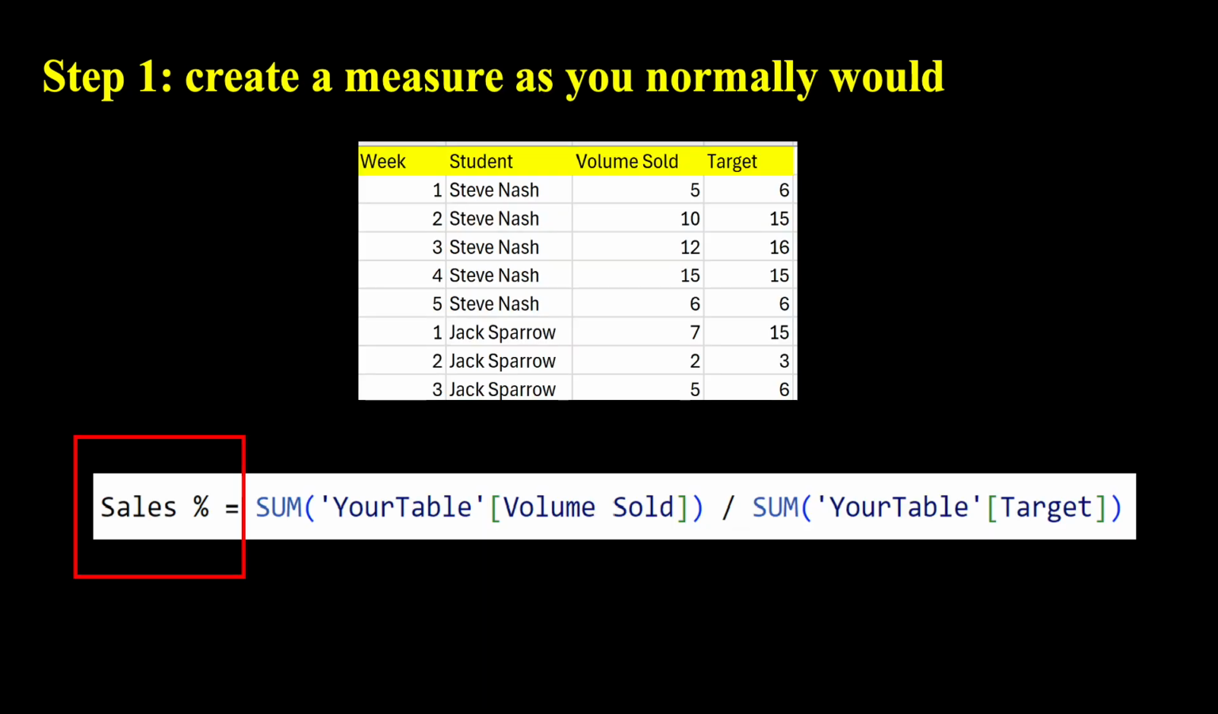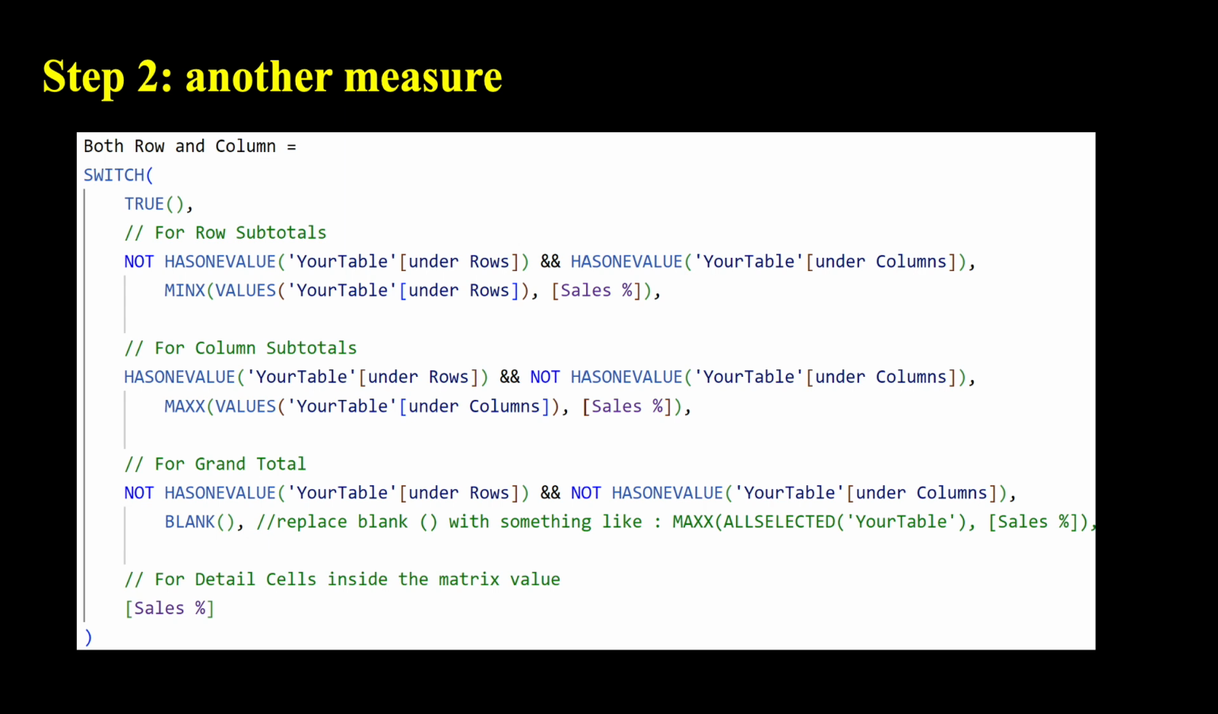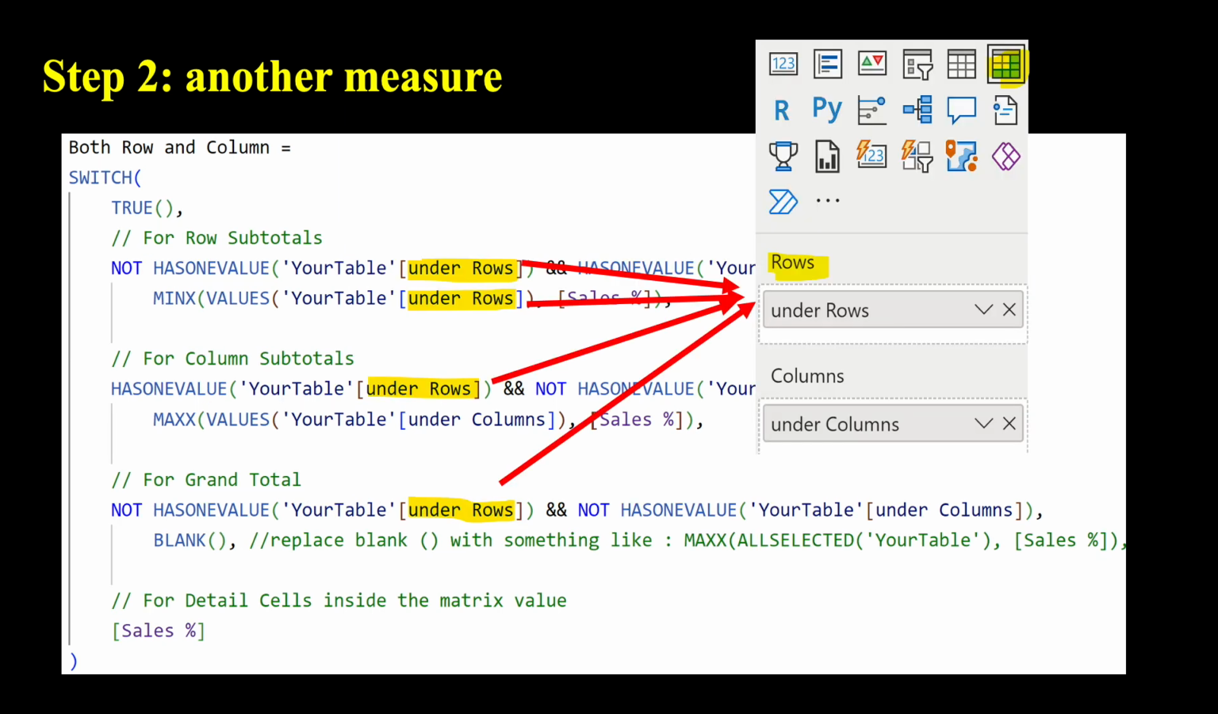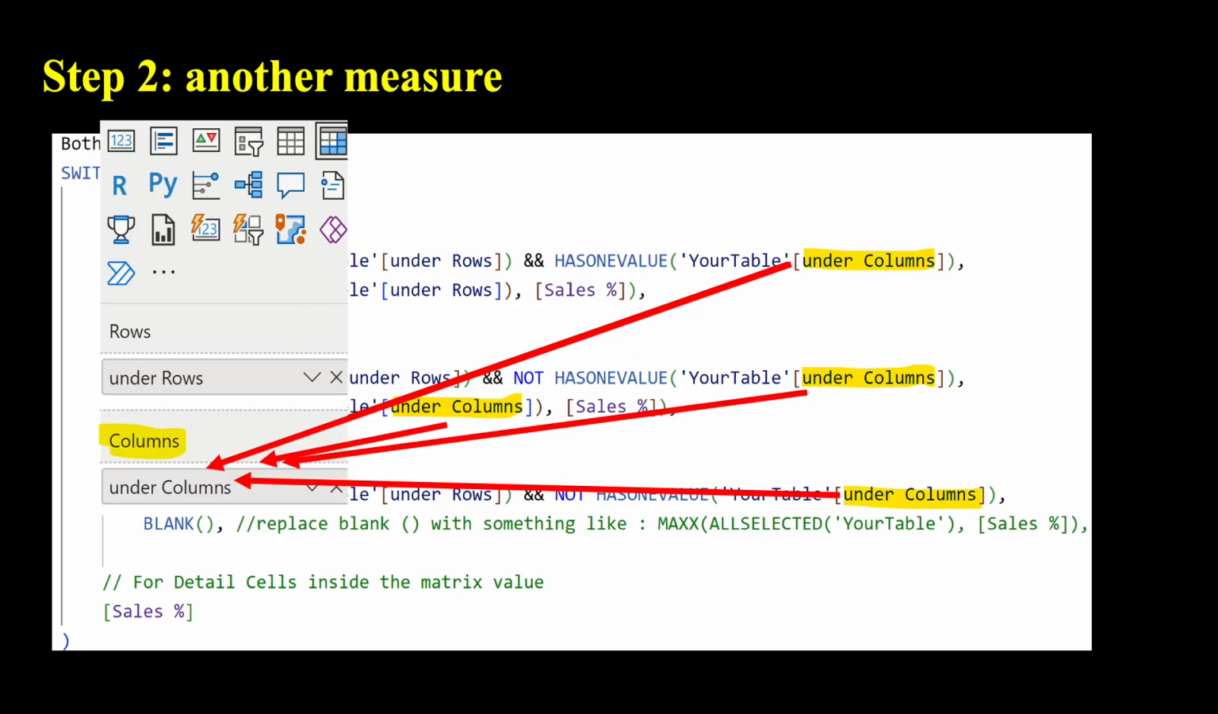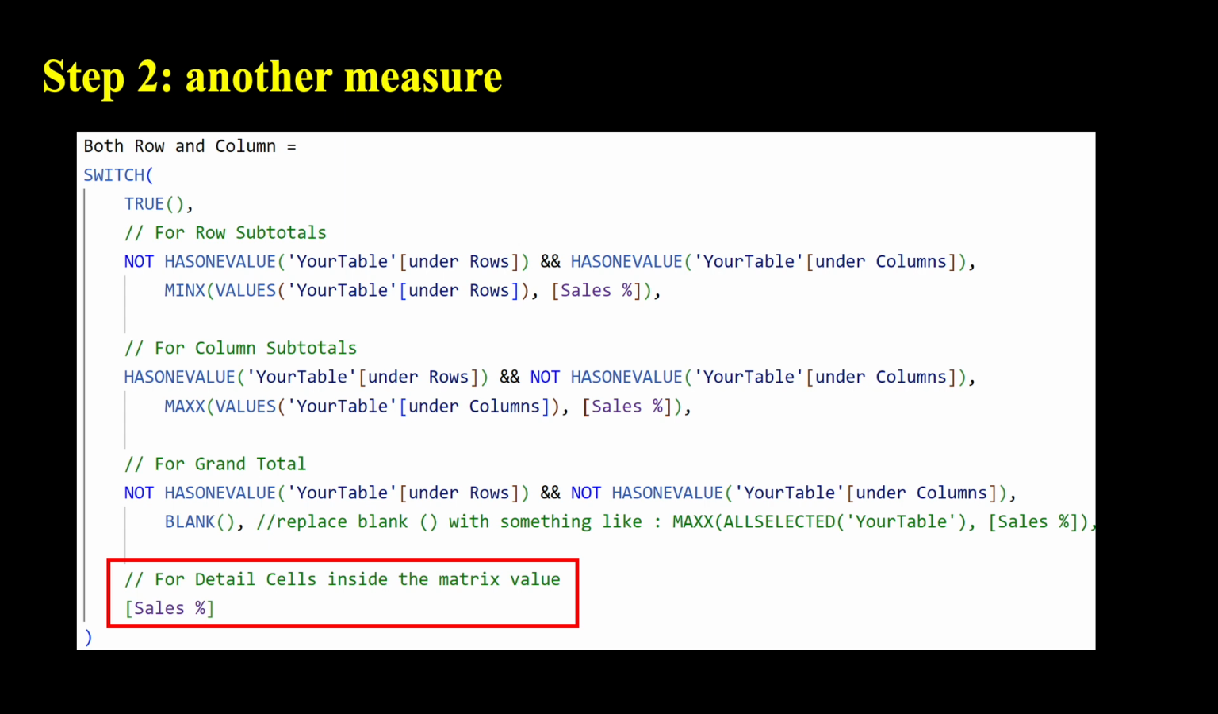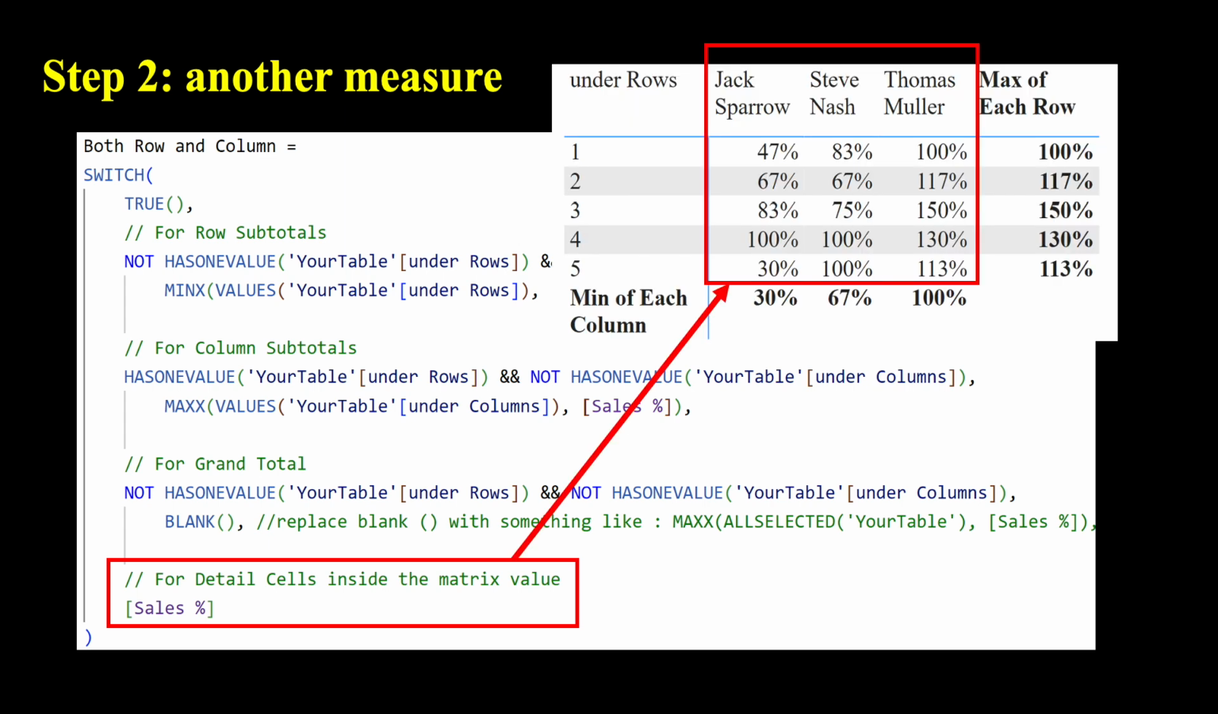Step 1, same old, same old. We will use the same measure for sales percentage. And then step 2, let's create this measure with fairly long formulas here. And for the highlighted ones, please change them to the data you will use on the rows. And then for those 4 highlighted ones, change them please with the data you will use on the columns. And then for detailed specific columns inside, we will use the sales percentage as usual.